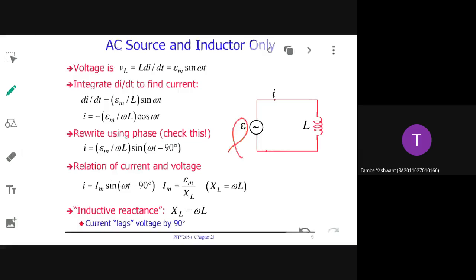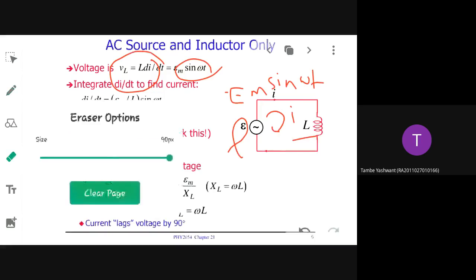So there is an AC source again, which is being represented by EM sin omega t, and it is connected across an inductive component. Again you are assuming I, which you are going to derive, and for that you are going to use the voltage current relationship for an inductance. The voltage current relationship is VL is equal to L into di by dt. That relationship only you are going to use. So let's derive I for that.